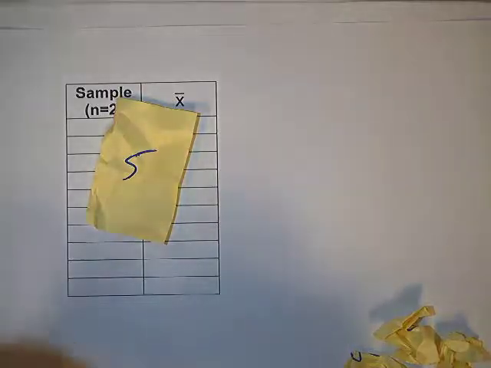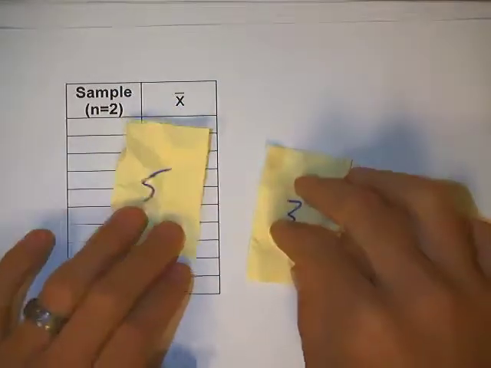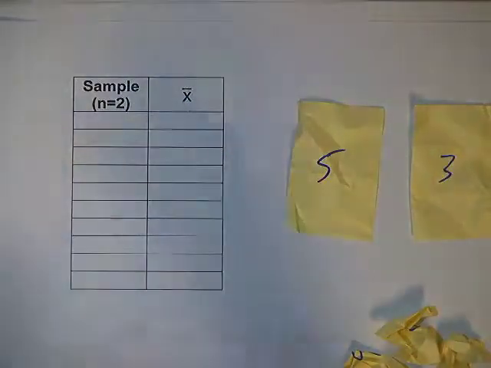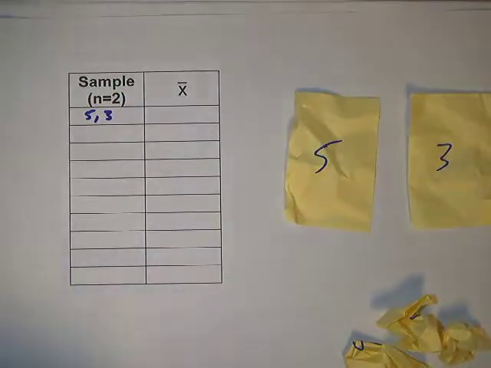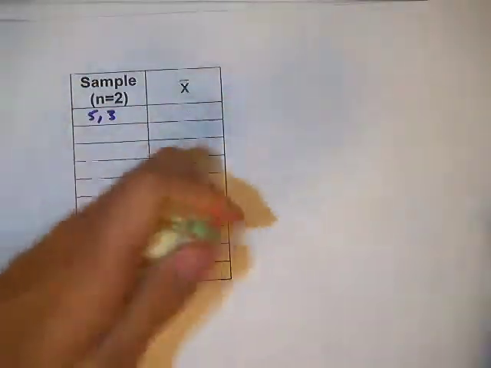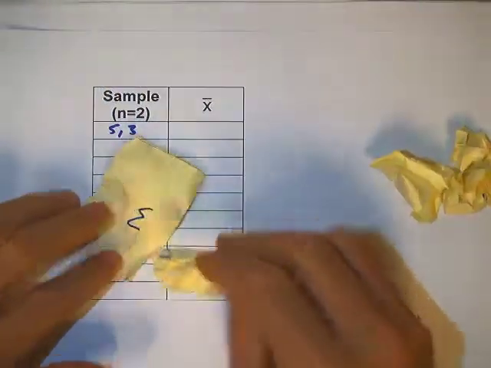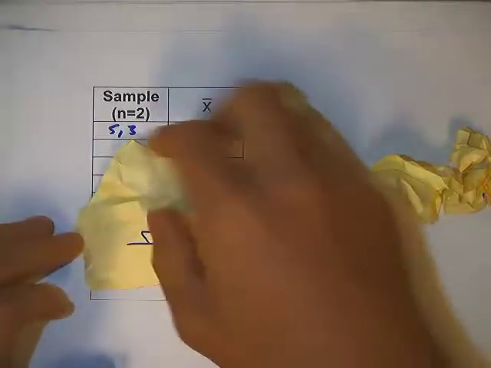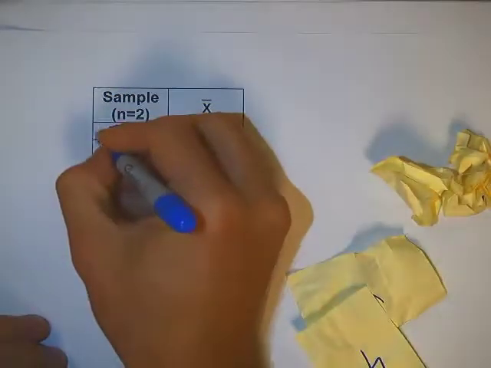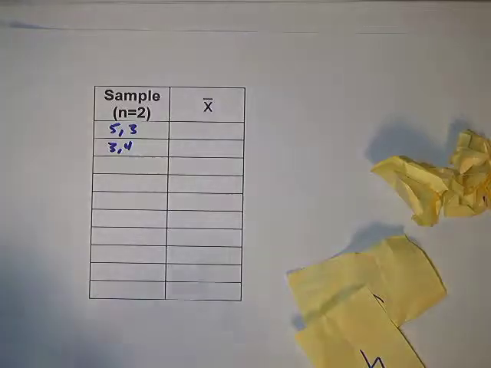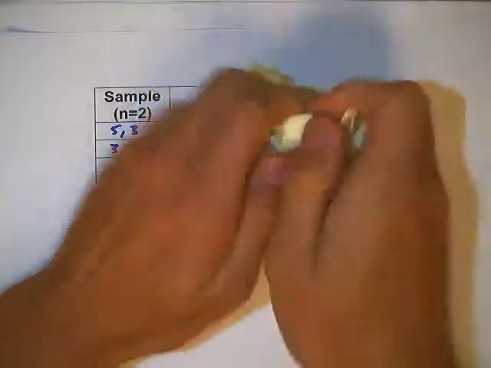Unwrapping these, my sample is 5 and 3. I'll mark that as one of my samples, 5, 3. I'm going to do this 10 times, so I'll crumple these back up, mix them up, and without looking, grab 2 of them. We got 3 and 4. I'll mark that. The order doesn't matter here, so 3 and 4. Mix those back up.